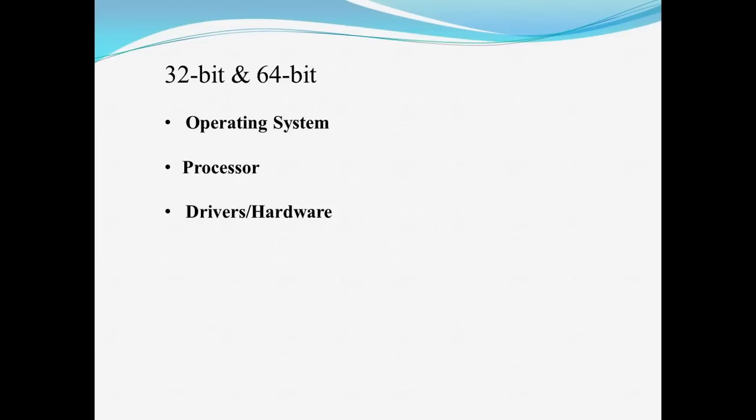The next thing is the processor. You tend to get a 32 or 64-bit processor. You tend to run a 32-bit operating system on a 32-bit processor and a 64-bit operating system on a 64-bit processor. However, you are able to run a 32-bit operating system on a 64-bit processor, but the processor will not be used to its full potential.